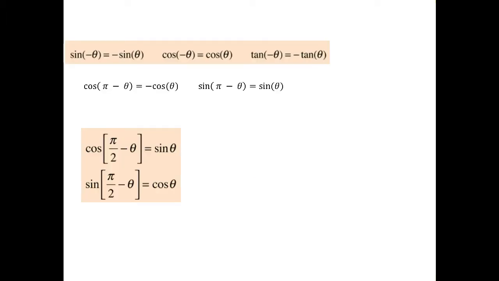you should use some trigonometric formulas like sine minus theta equals minus sine theta, cosine minus theta equals cosine theta, tangent minus theta equals negative tangent theta, sine pi minus theta equals sine theta, cosine pi minus theta equals minus cosine theta. This is useful. And cosine pi over 2 minus theta equals sine theta. Sine pi over 2 minus theta equals cosine theta. They are useful to change from sine into cosine or from cosine into sine in different situations.